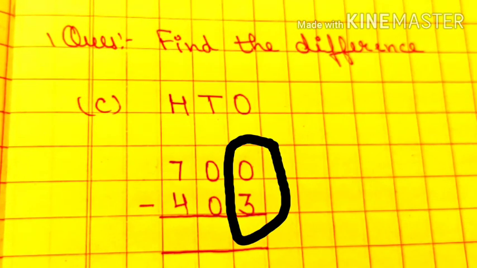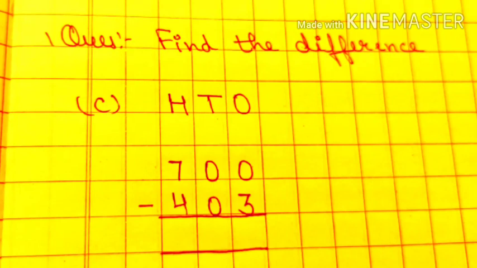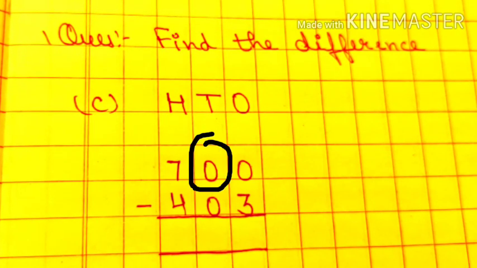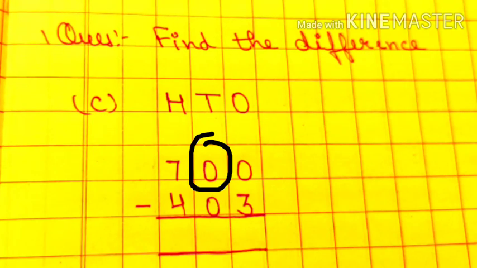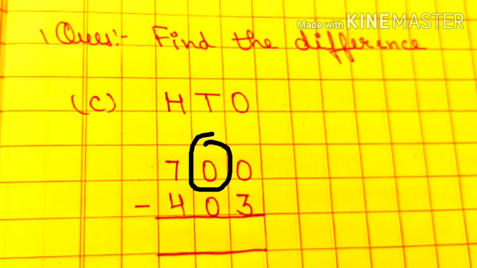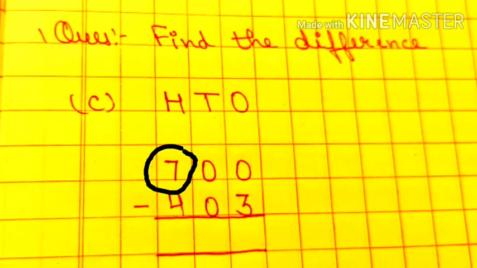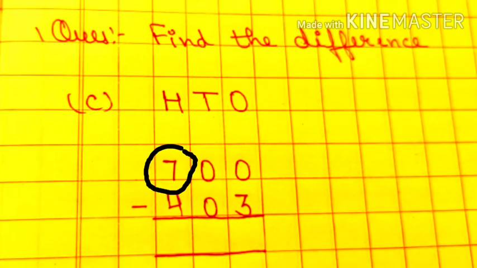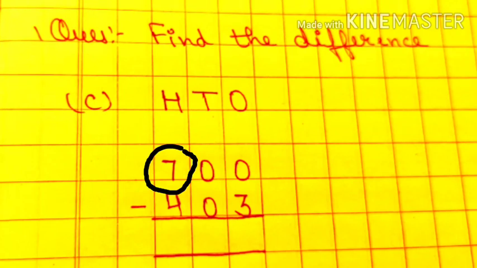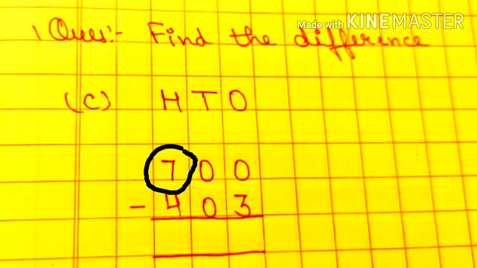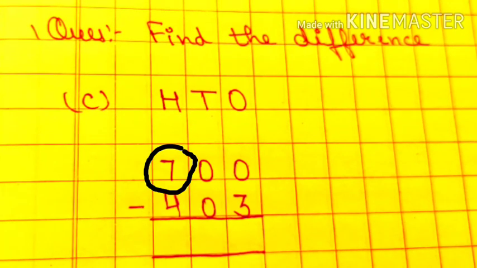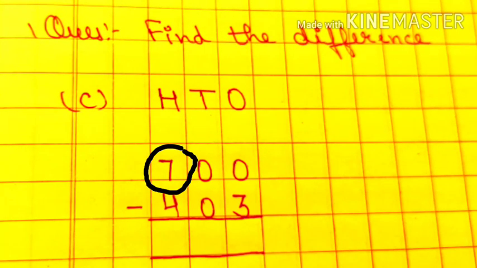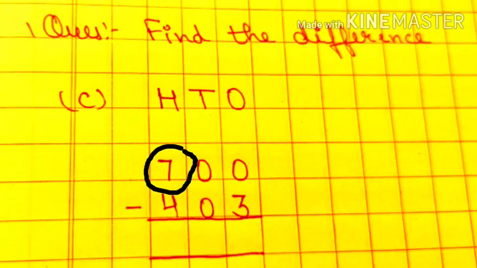So 0 will take one number from tens, but on a tens place it is also 0. So what will he do? He will take one number from 100 place. He will ask his 100 place, can I borrow one from you? He will definitely give because he is bigger than 0. So 7 now is ready to give one number to tens digit, and that is 0.